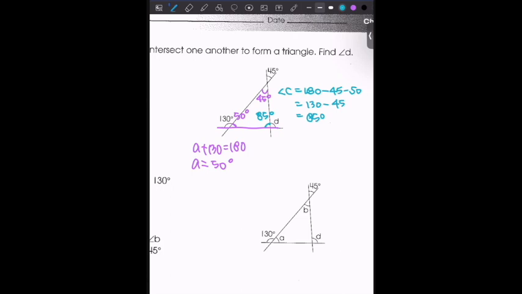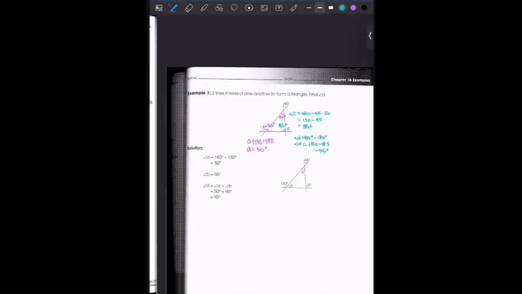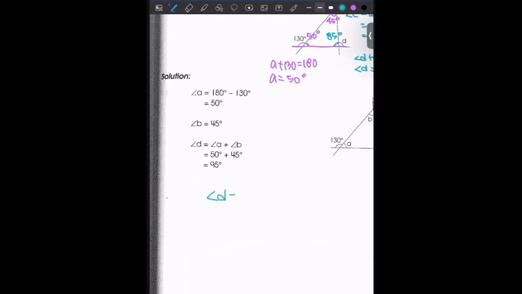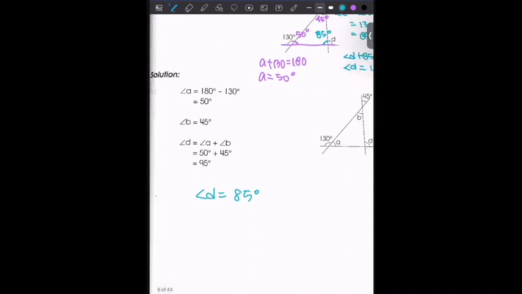Now, following the same concept that we learned for the straight line, we know that angle D plus 85 degrees is equal to 180 degrees. And so angle D is equal to 180 minus 85, which is going to be 95 degrees. So angle D is equal to 95 degrees.